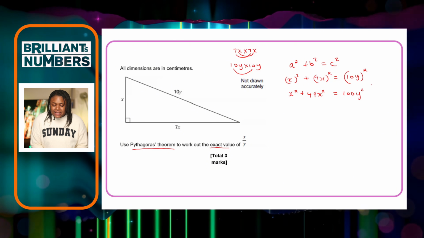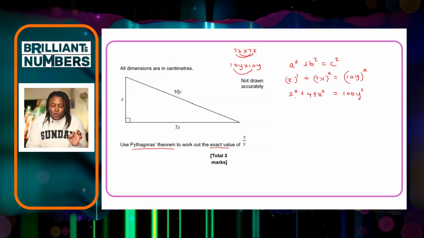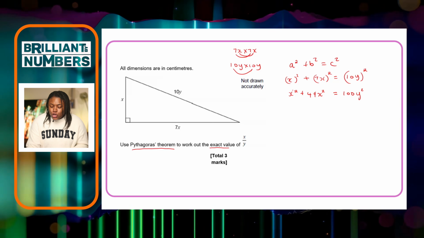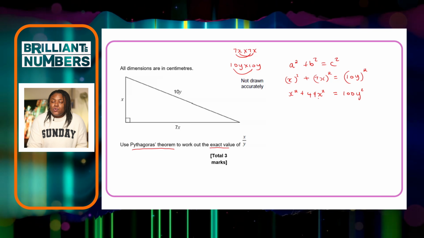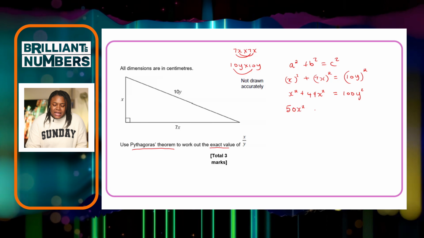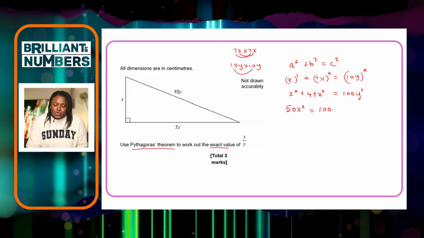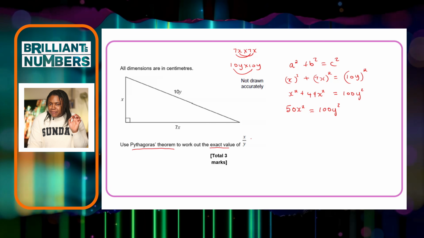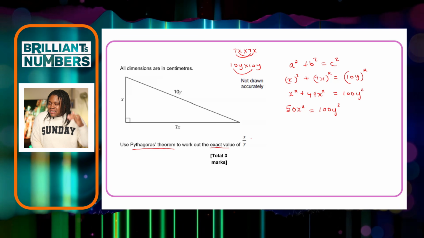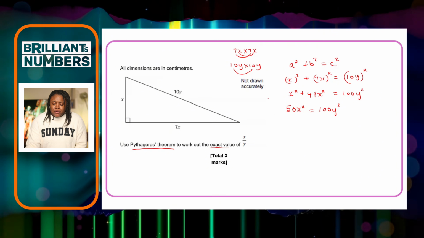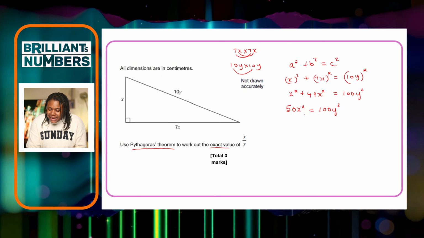Absolutely fantastic. So now I notice I've got two terms in x squared that can be added together. So 1x squared plus 49x squared is 50x squared. That's equal to 100y squared. Remember, I want y over x. So my aim is to get y and x as a fraction of each other. So the first thing I'm going to do, I'm going to be collecting my like terms.